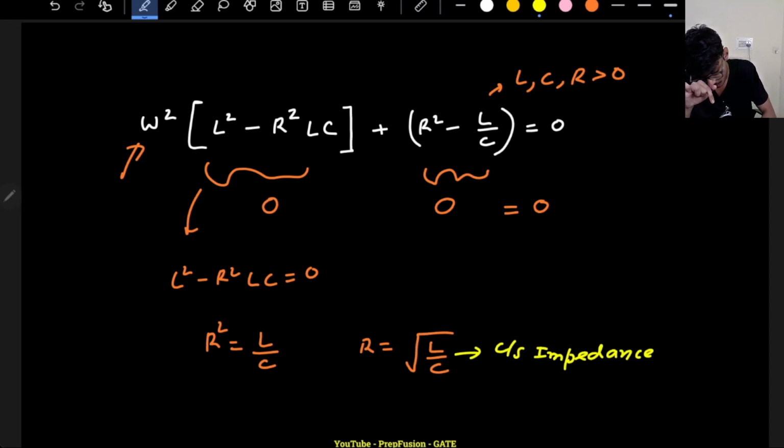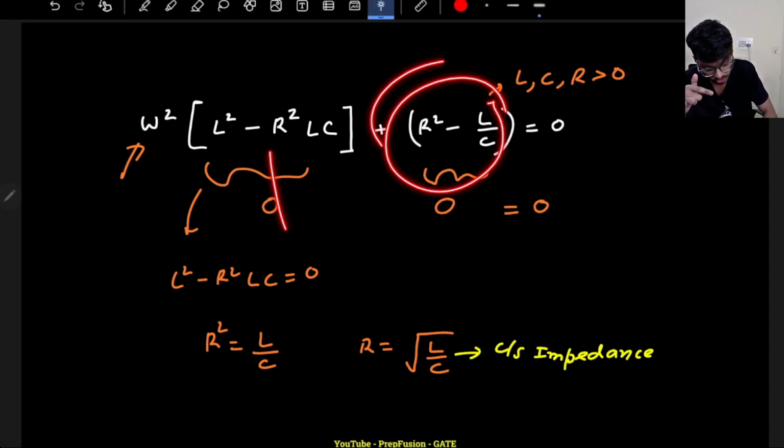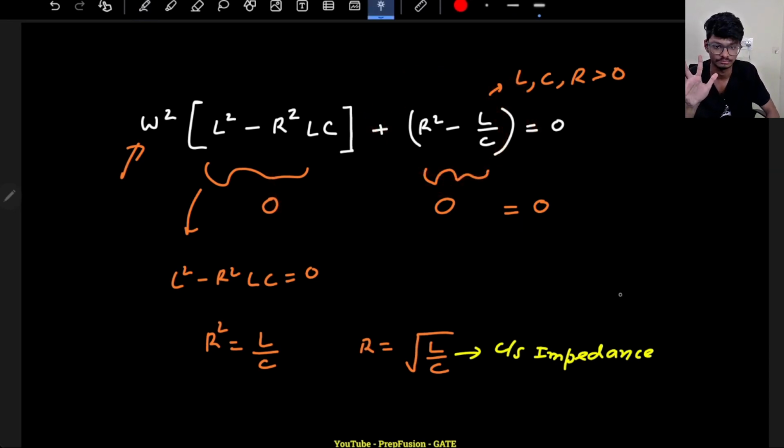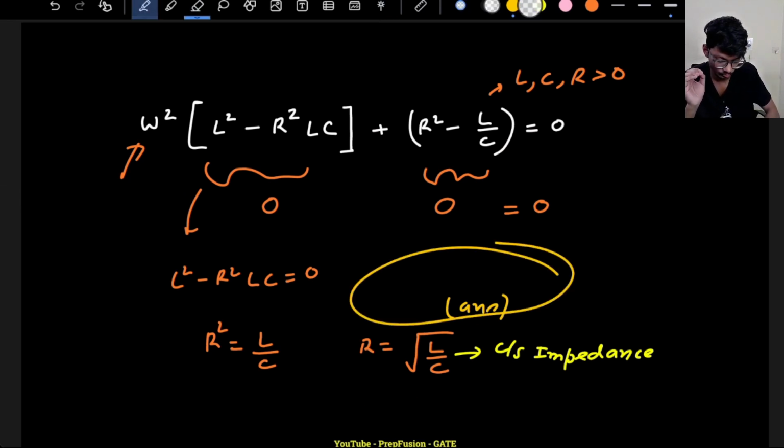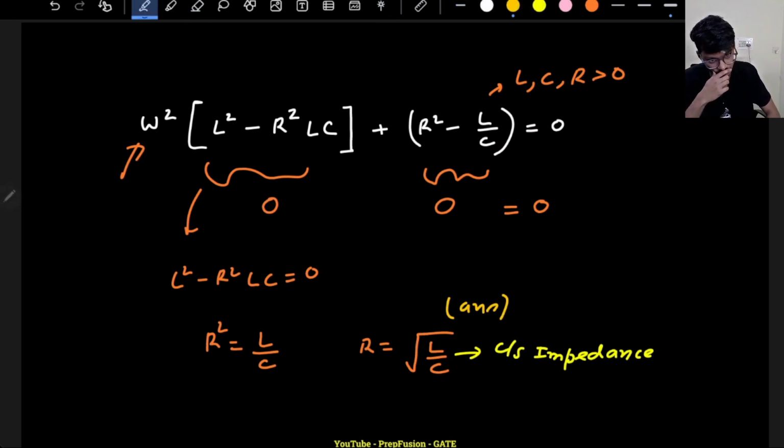But okay, equation 1 is telling this. Let's see equation 2. Equation 2 also is telling the same thing, that is R equals to under root L by C. So of course it is satisfying. For a single value of R only, this will always be 0, that is R equals to under root L by C. So this will be your answer for the question. If in the question they have asked for all frequencies to be in resonance, this is the answer.